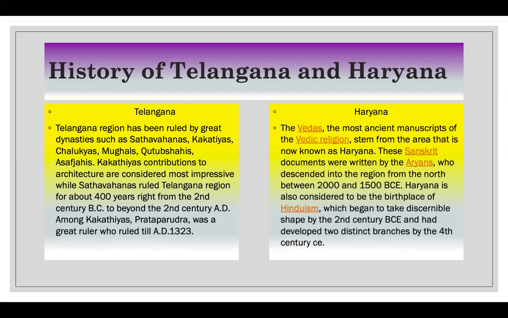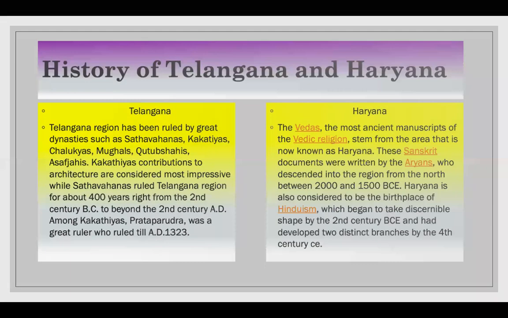I can read this. The Vedas, the most ancient manuscripts of the Vedic religion, stem from the area that is known as Haryana. These Sanskrit documents were written by the Aryans, who descended into the region from the north between 2000 and 1500 BCE. Haryana is also considered to be the birthplace of Hinduism, which began to take discernible shape by the 2nd century BCE and had developed two distinct branches by the 4th century CE. I think that's BCE.